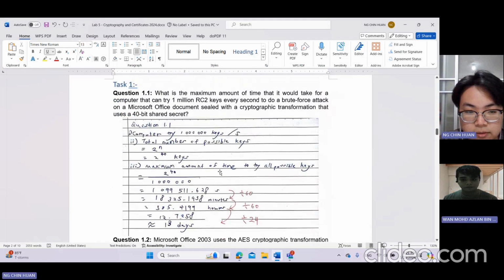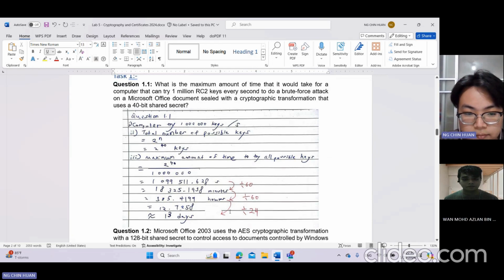For the first question, the computer tries 1 million keys per second. The total number of possible keys is 2 power of 40. We want to find the maximum amount of time to try all possible keys, so we use 2 power of 40 divided by 1 million. So we get 13 days. To convert from seconds to minutes, we divide by 60. From minutes to hours, we divide by 60 again. And then from hours to days, we divide by 24.